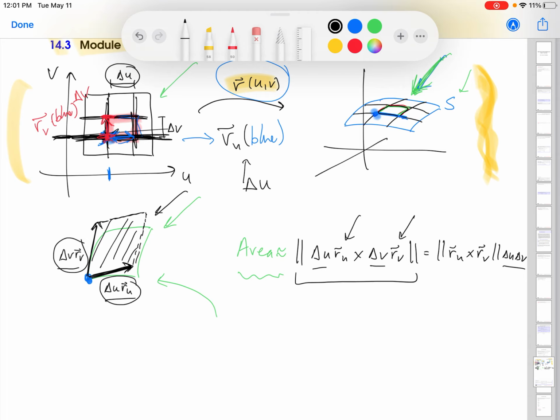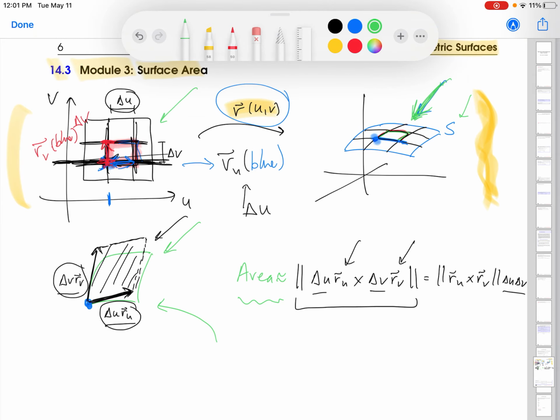Okay, so this is enough to motivate the conclusion, which is that the small patch of area, this green patch here on the surface, is approximately the norm of r_u cross r_v at that blue point that I keep referring to in all of these diagrams, times a small change delta u delta v that is connected to mapping this UV rectangle to generate that green patch on the surface.